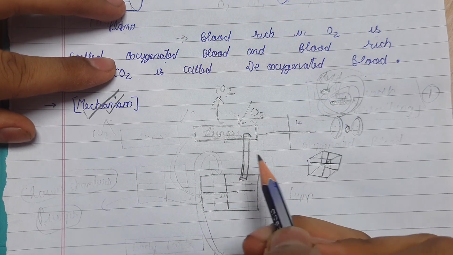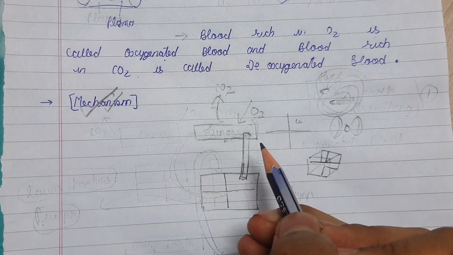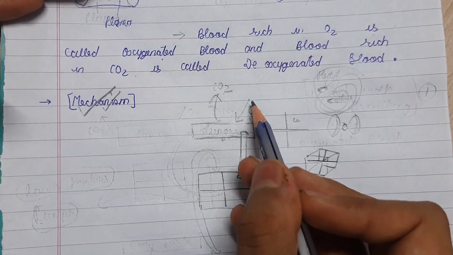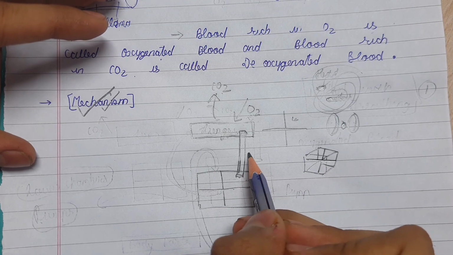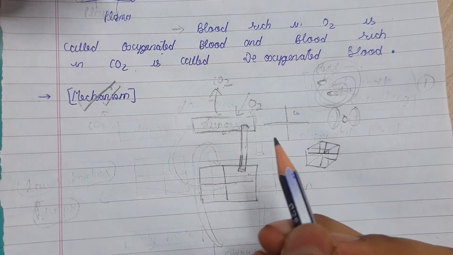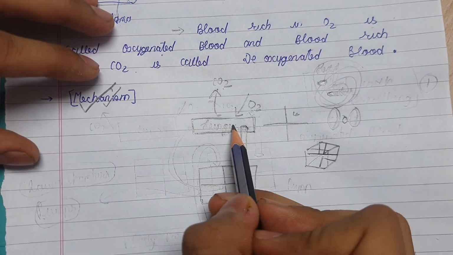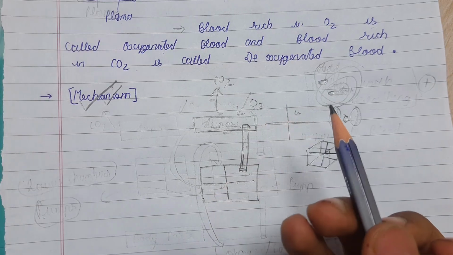Now what does this tube have? This tube actually has blood, and this blood carries oxygen from the lungs to this heart chamber. So this is called oxygenated blood. And why is it oxygenated? Because the lungs put oxygen in this vessel.